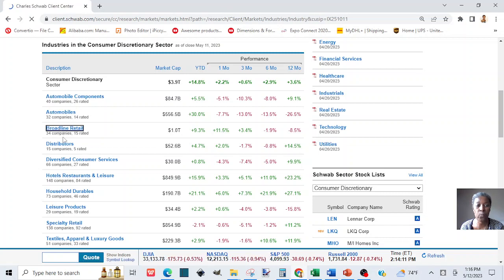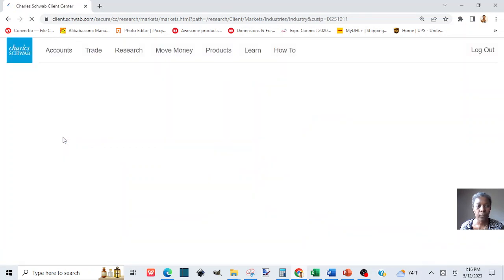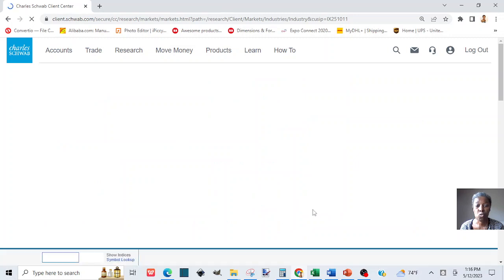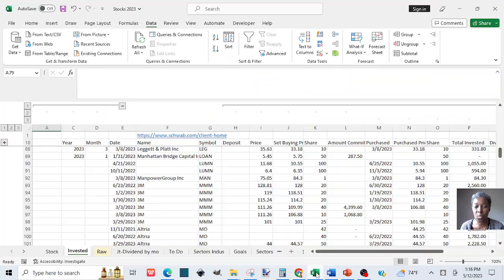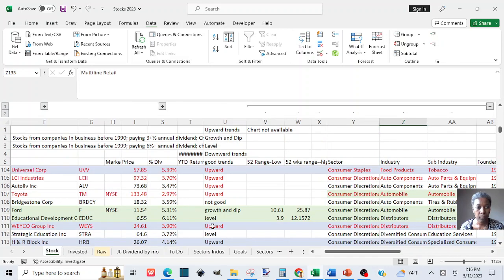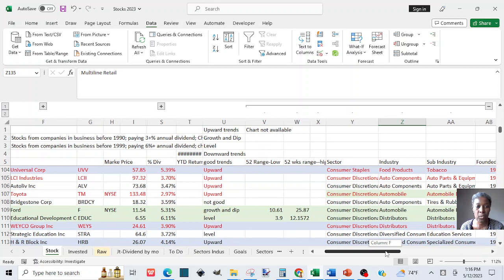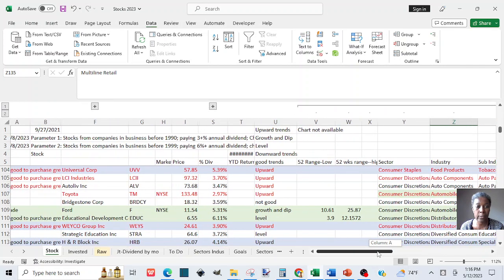It has 34 companies, and at this point you should have your investment spreadsheet ready as well, so that if you find something interesting, you can add it to it. So how do you create your investment spreadsheet? We are just going to talk about the stock list tab.